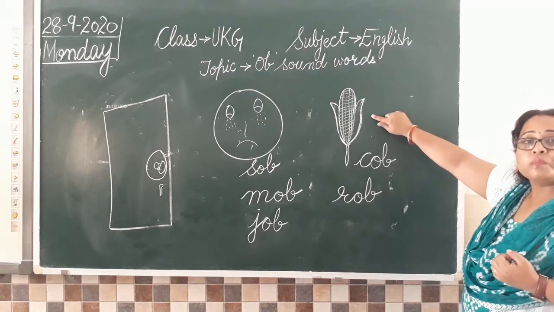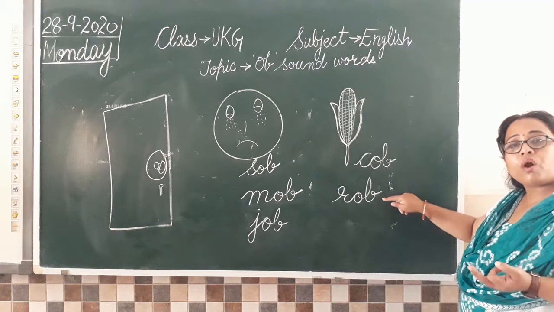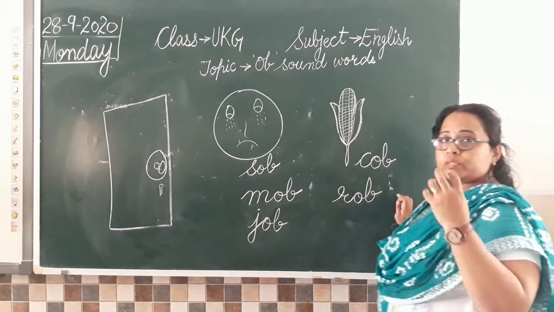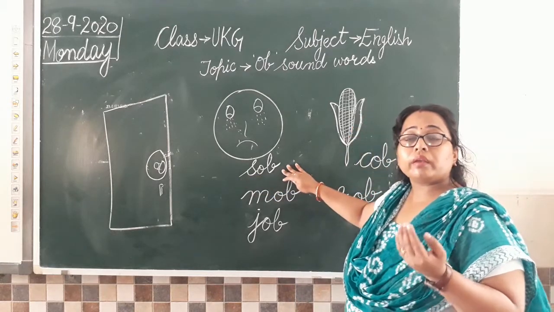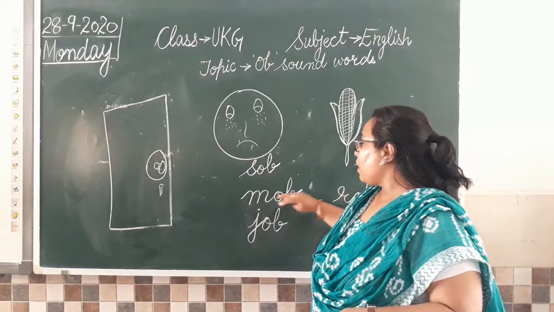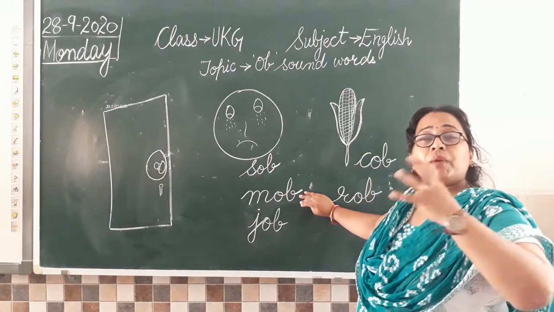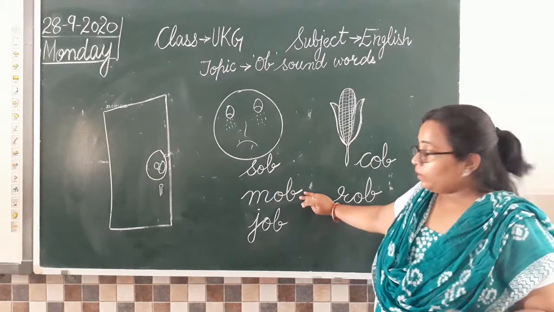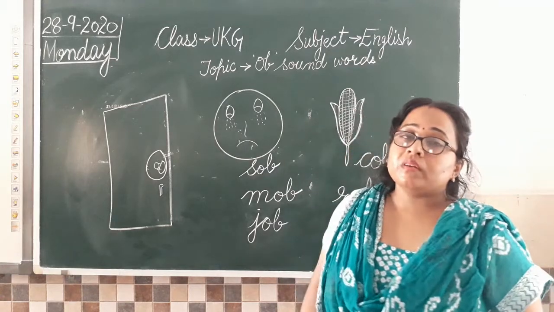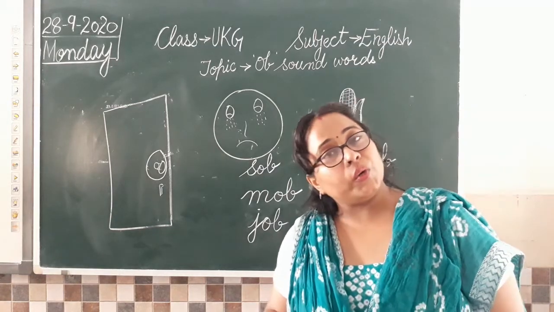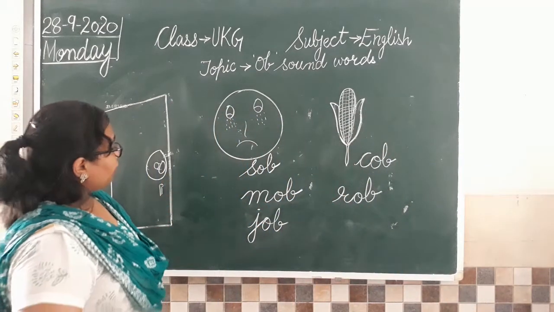So words are cob means bhutta. Rob. What is the meaning of rob? चोरी करना. Then sob, shouting and crying like anything. Mob means बहुत सारी भीड़, when lot of people are there and it is very crowded. Then job. So what is job? When you are given some work and you are doing it. Clear?